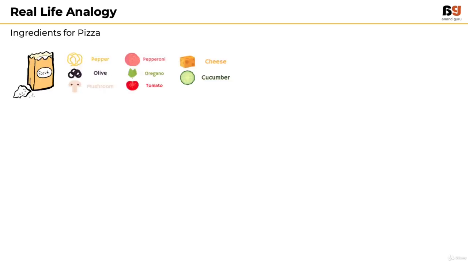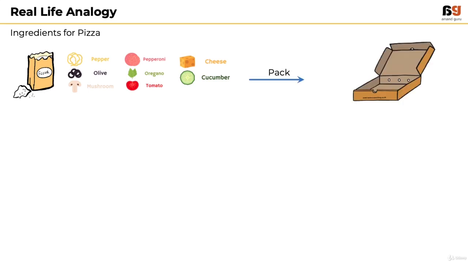Let us take a real life analogy to understand this better. Consider all the ingredients to prepare a pizza. Now, can a restaurant put all these in a box and send it to a customer? Will the customer be able to enjoy the pizza as a pizza? Absolutely no. So, what has to be done to make this pizza ready to eat?